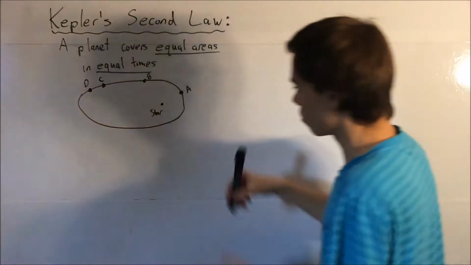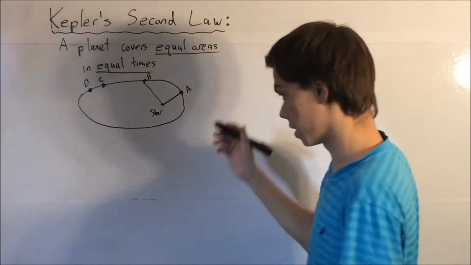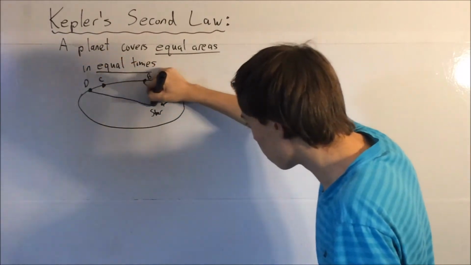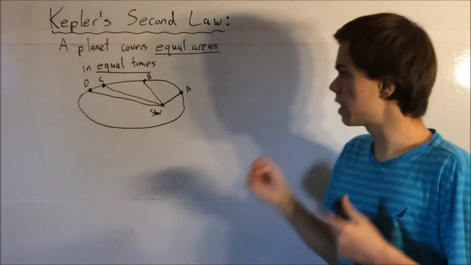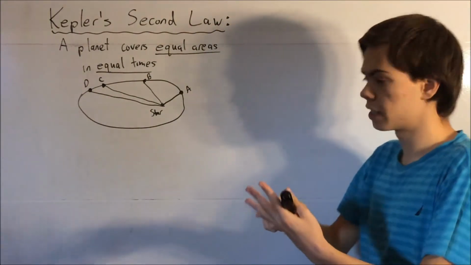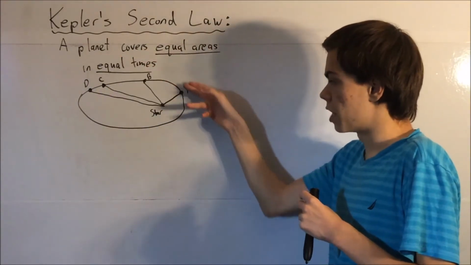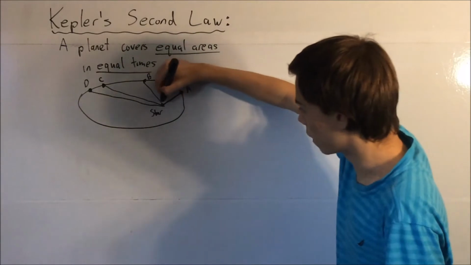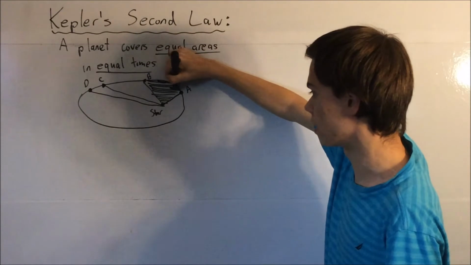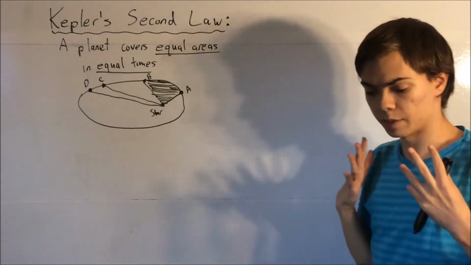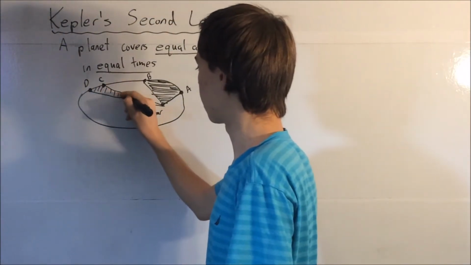Next, I'm going to draw lines connecting those planet positions to the star. All right. So we've done this. Now, when I say the area that the planet covers, I'm talking about, as the planet moves from position A to position B, the planet will have covered this amount of area on its orbital path. And as the planet moved from position C to position D, the planet will have covered this area.